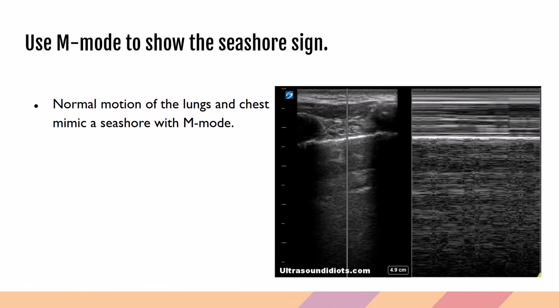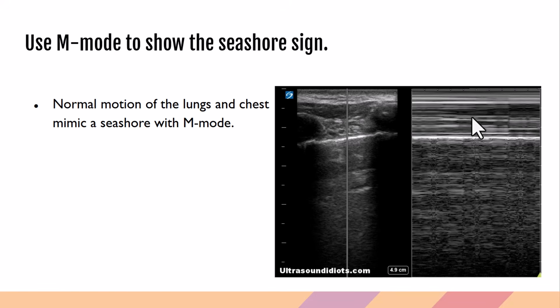We can use M mode to show the seashore sign, again a normal sign showing that pleural sliding. So we saw this image before where we had the two ribs and we could see the pleural line in between. M mode is put in between and the patient's allowed to breathe. What we see then is something called the seashore sign.